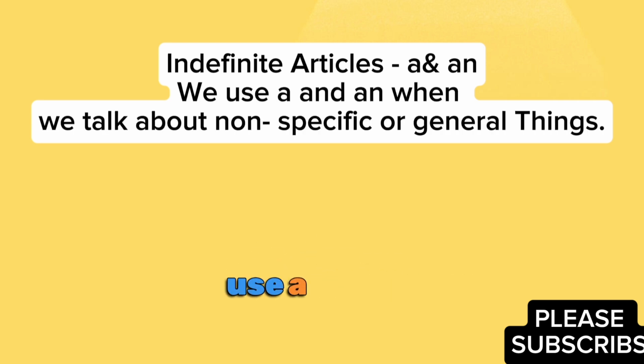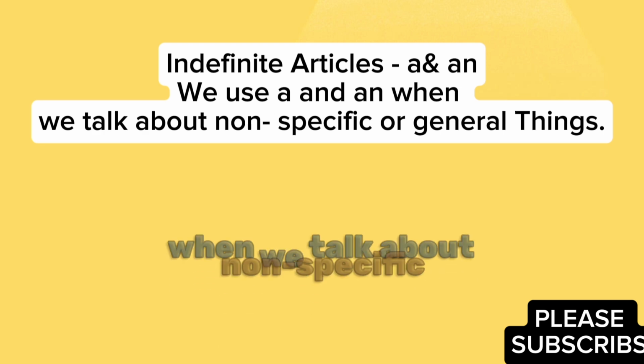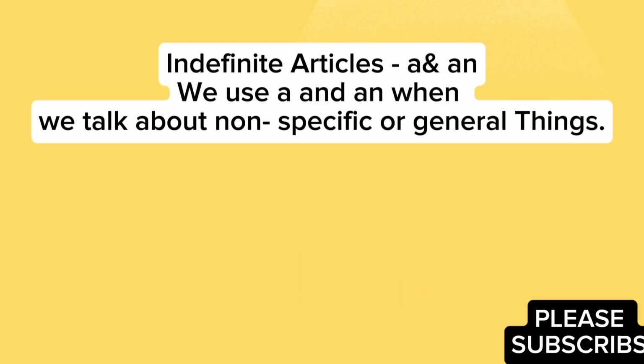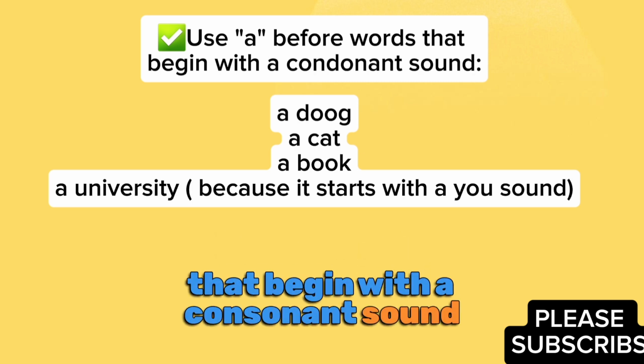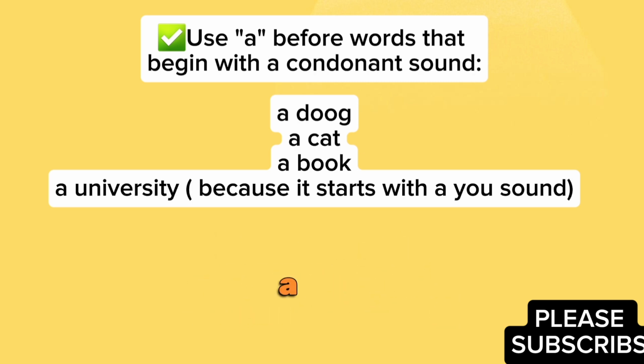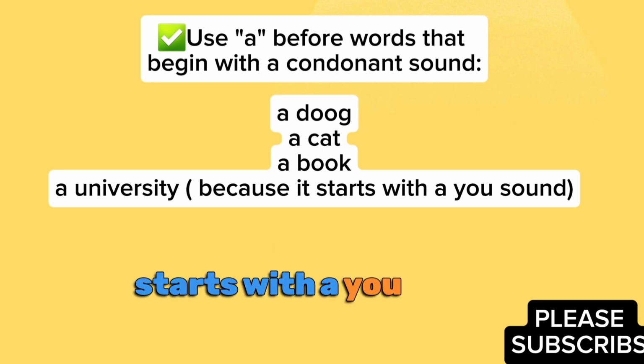Indefinite articles a and an. We use a and an when we talk about non-specific or general things. Use a before words that begin with a consonant sound. A dog, a cat, a book. A university, because it starts with a U sound.